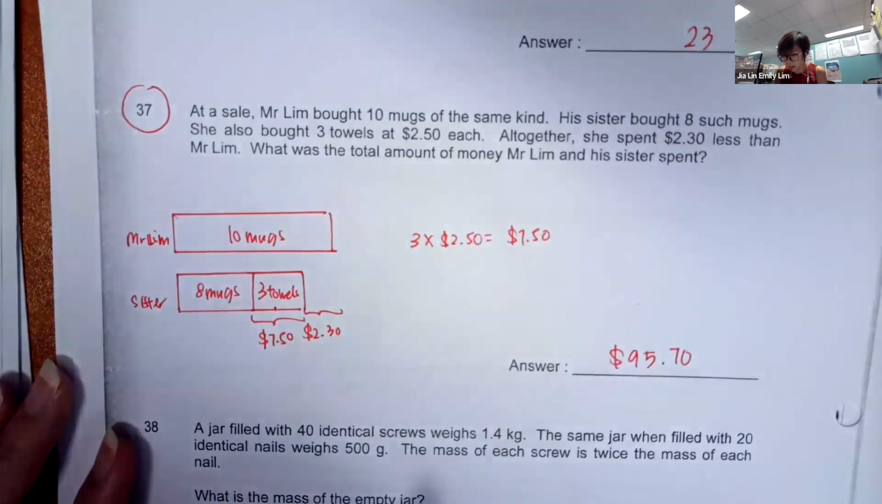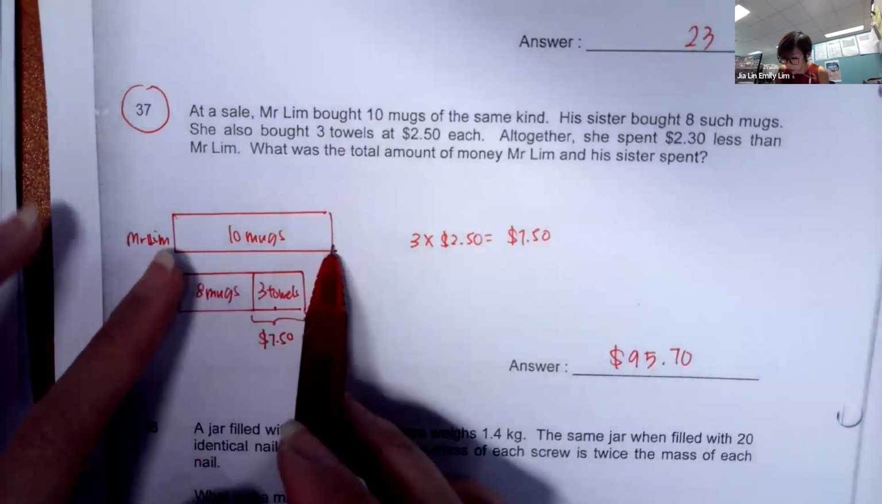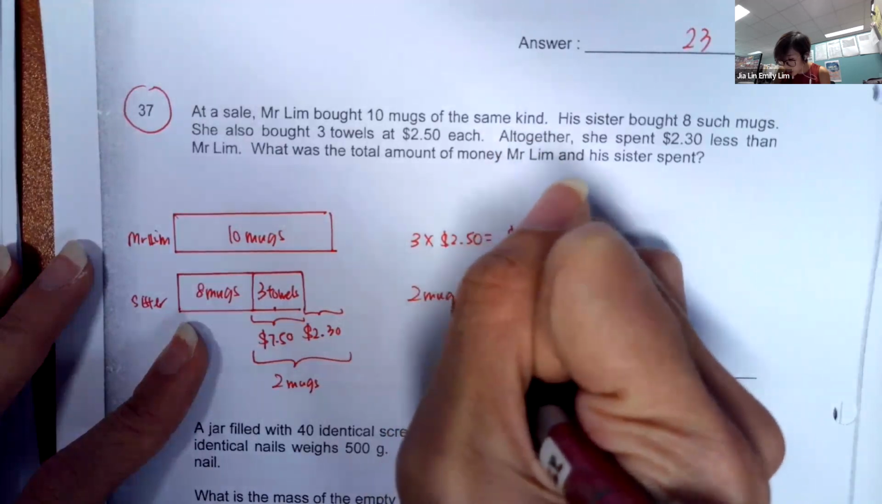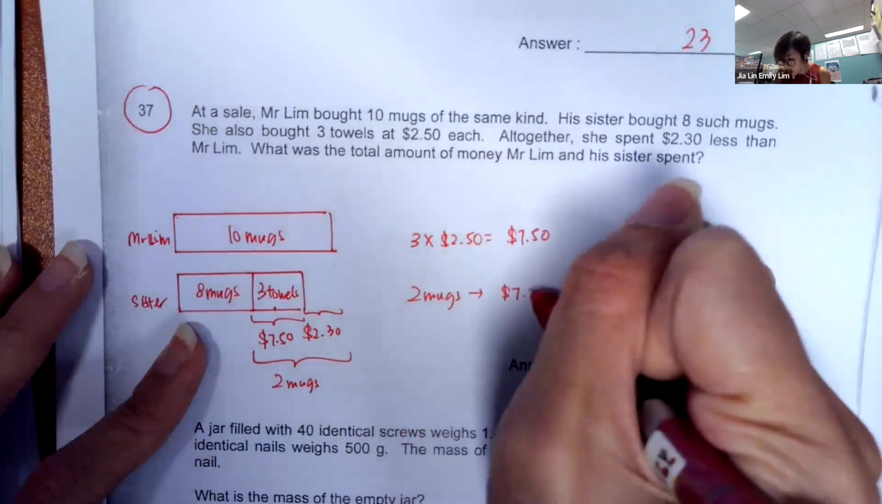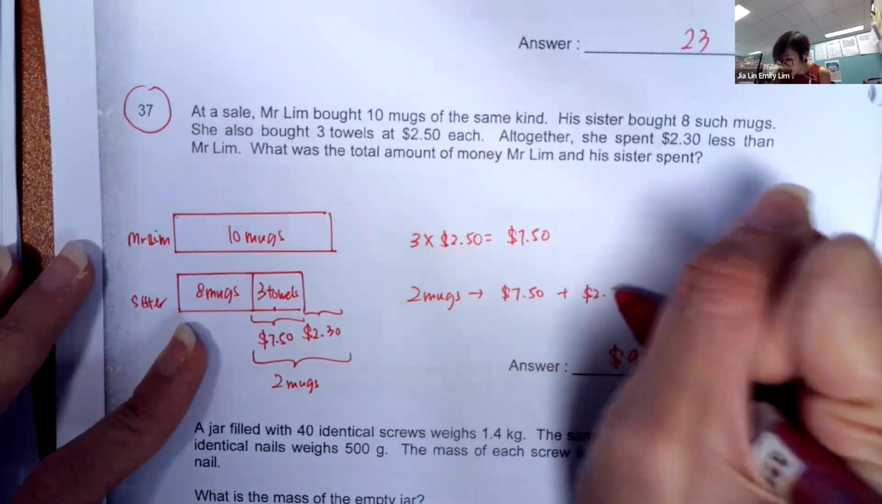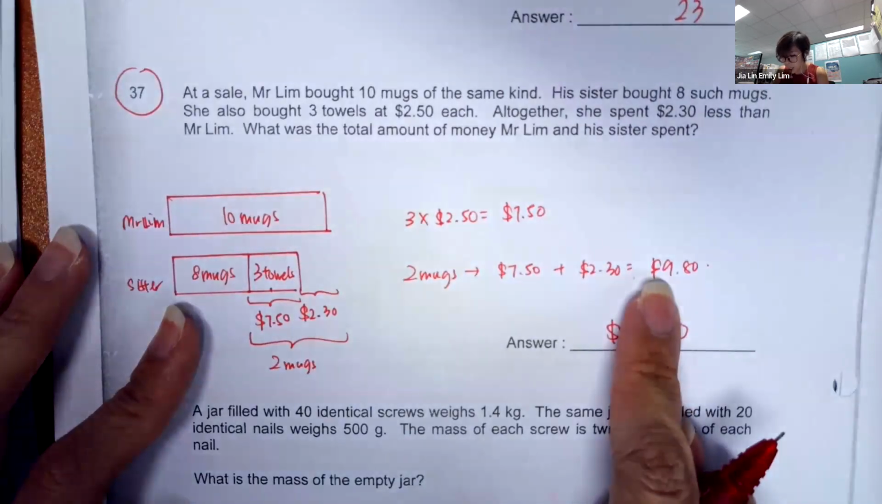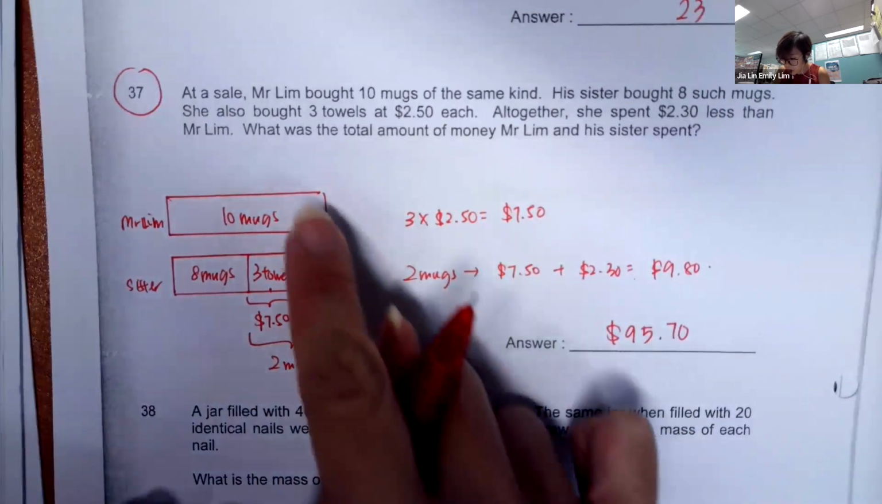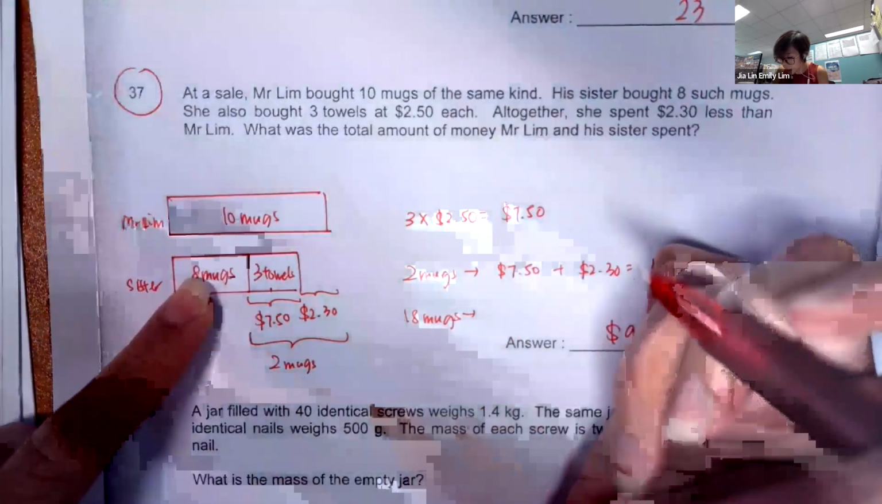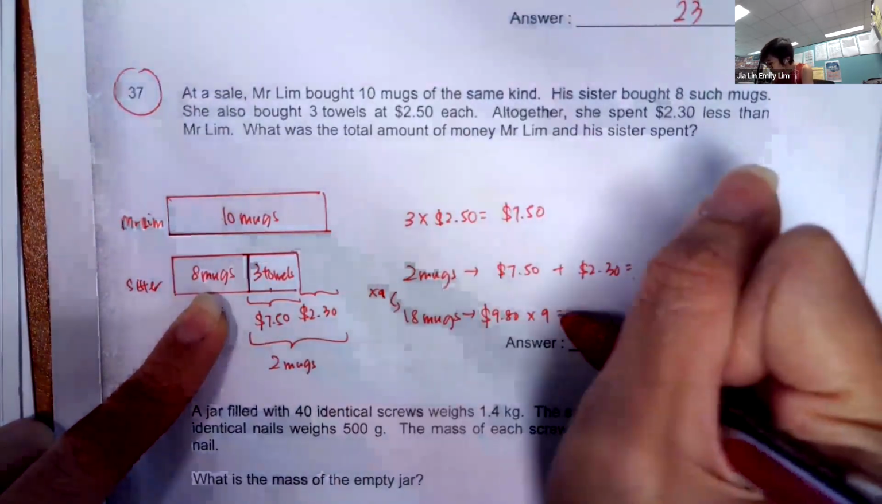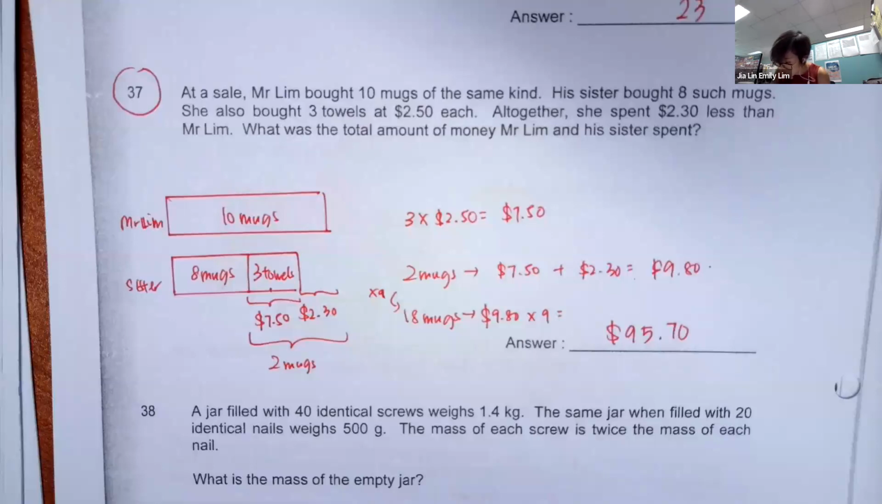So can you see that 10 mugs, 8 mugs, there is a difference of 2 mugs. So 2 mugs is actually $7.50 plus $2.30. That would be $9.80. Then what I can do is I can actually find 18 mugs, because 10 mugs plus 8 mugs is 18 mugs. So $9.80 times 9. That would be $88.20.